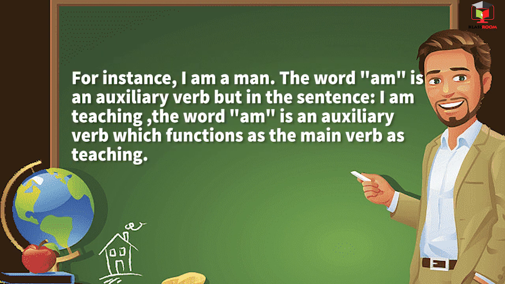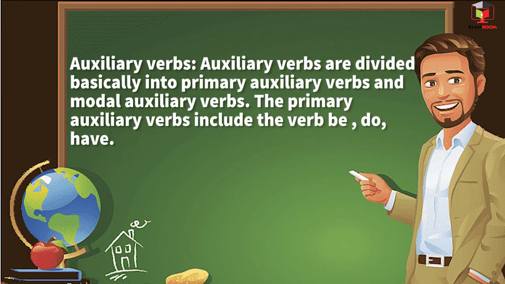For instance, I am a man. The word am is a main verb. But in the sentence, I am teaching, the word am is an auxiliary verb which has the main verb as teaching. Auxiliary verbs. Auxiliary verbs are divided basically into primary auxiliary verbs and modal auxiliary verbs. The primary auxiliary verbs include the verb be, the verb do, the verb have.